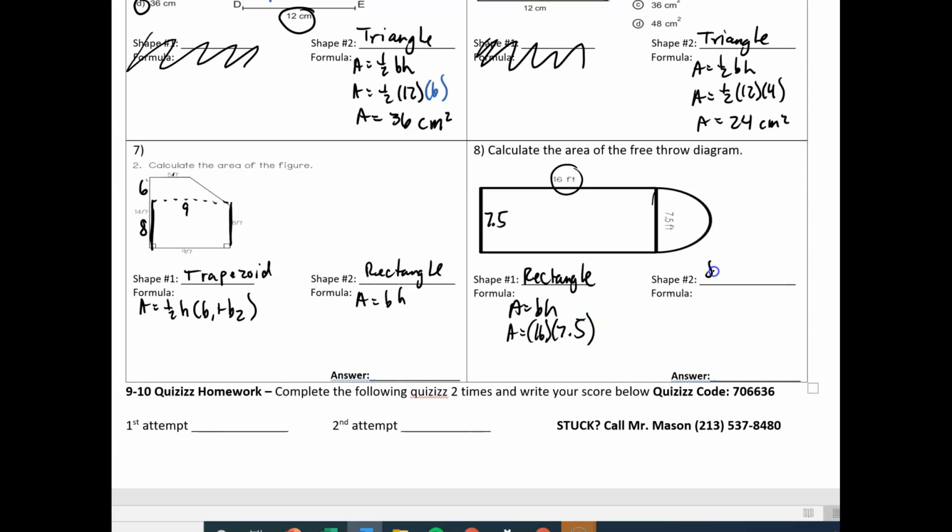But then you have a semicircle. And remember the area formula for a circle is area equals pi r squared. So a semicircle is just half of it, so then just divide that by 2. Now this is your diameter of 7.5. So your radius is going to be half of that, so it's 3.75, so that's what you'll use for r. You can round to the nearest tenth on that one, and again, add those two areas together.